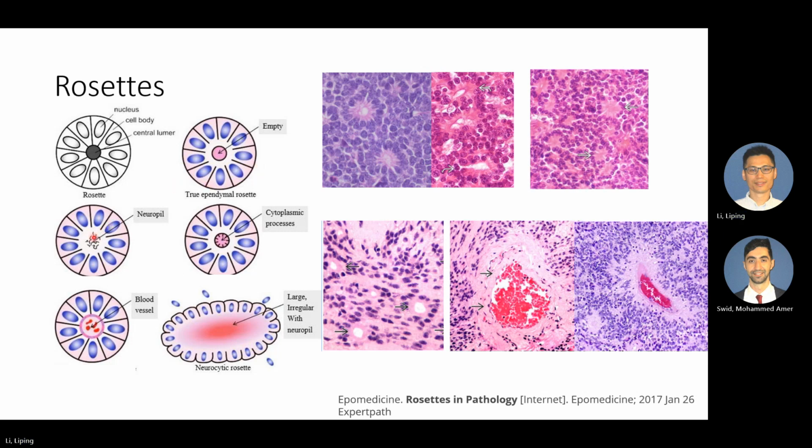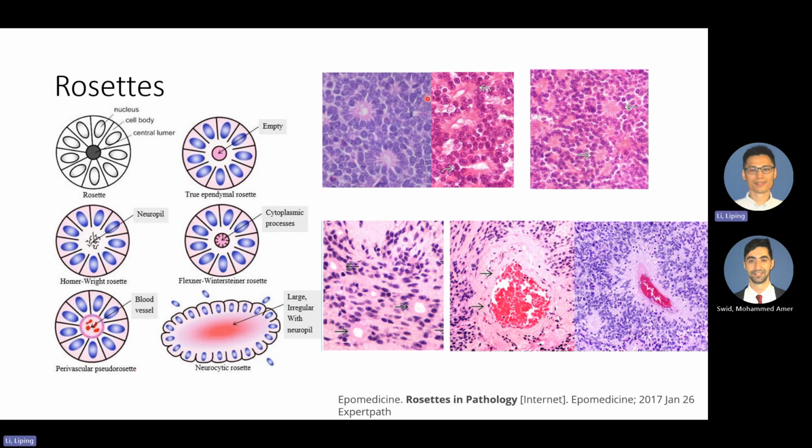And then the other one, in this one we lose the lumen inside. We just have the neuropil. This one is Homer Wright rosette. And then moving to the other one, this one has a lumen, but we also have cytoplasmic processes inside. This is the Flexner-Wintersteiner rosette. And this last one, we can see some red blood cells. This lumen is not like the others. This is a vessel, so the cells are just palisading around the vessel. This is a pseudorosette. We call that a perivascular pseudorosette.